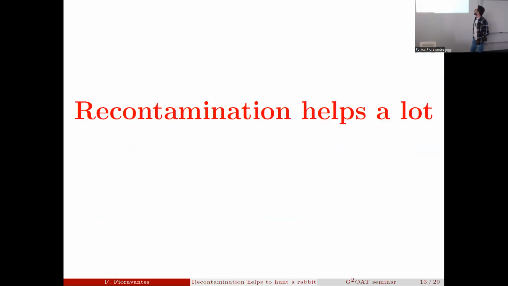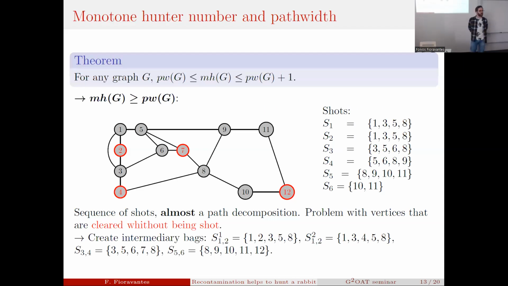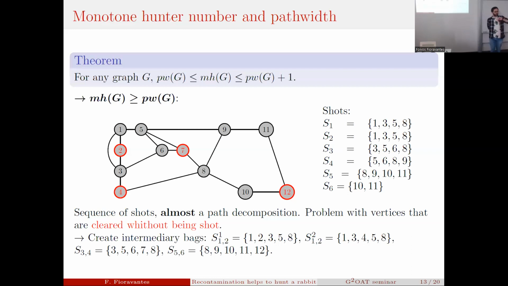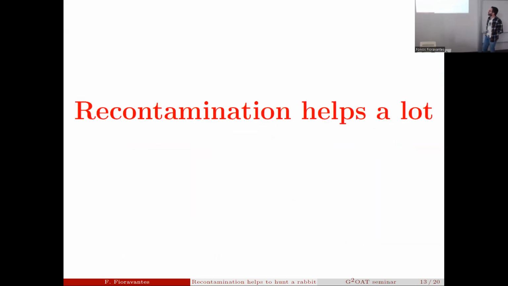Okay. And do we have questions? Because I'm going to move on. Okay. So for each red vertex in the bag, you just add them one by one. Yes. In this case, 2 and 4. Yes. And if there are 2 or more vertices that are cleared indirectly in the same turn, I will just need to add more intermediate bags. Okay, so let's move on.